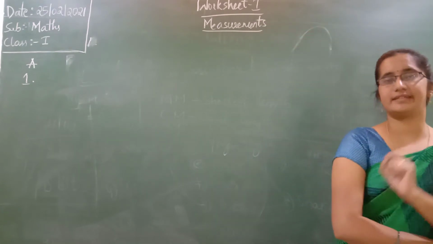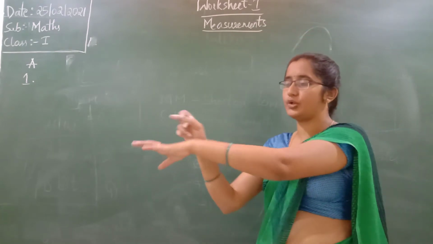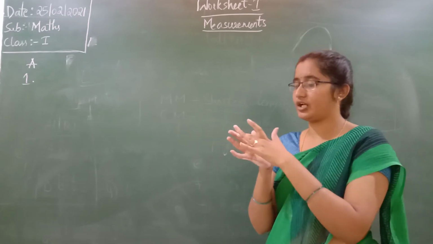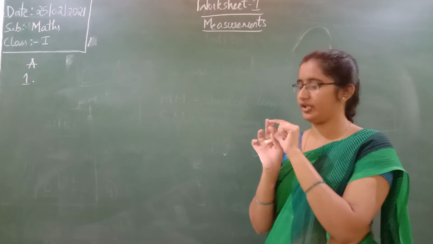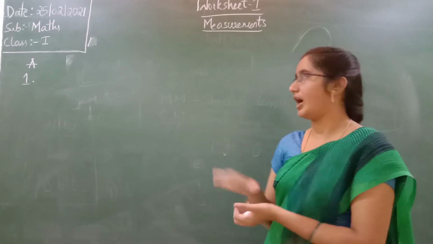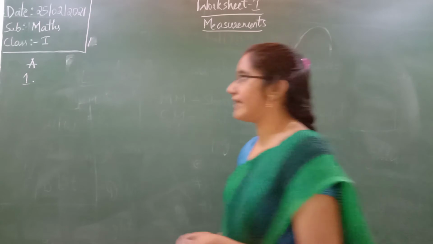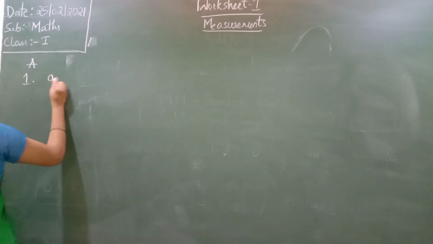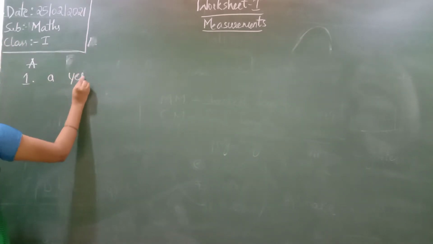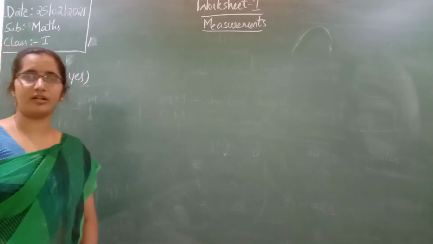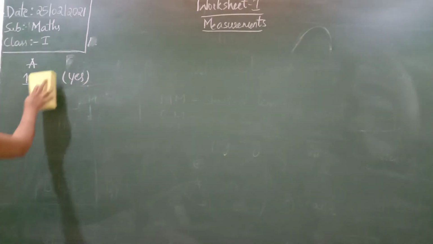I already told you they used the elbow to the hand to measure a length. And from the finger also they used one tiny finger. And next they used the hand like this. So the answer is A. That is S. They used to measure.